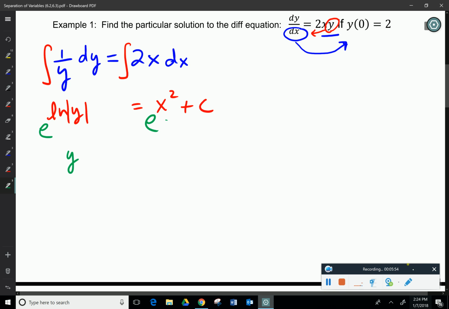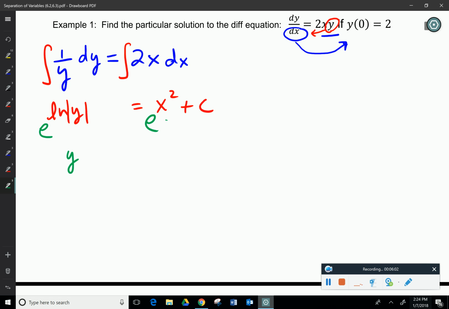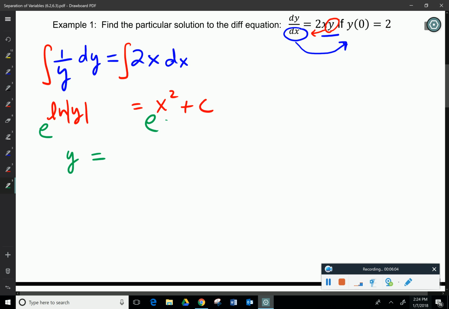I only needed the absolute value because when it was in the logarithm, I needed to make sure it was positive. Now that it's not in the logarithm, I'm not as worried about that. And then on the other side, I have this e to the x squared, and notice the plus c is up there in the exponent with the x squared.